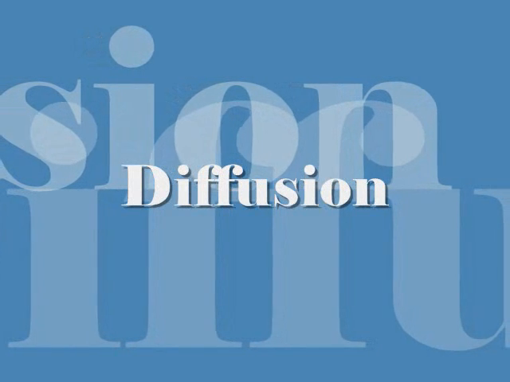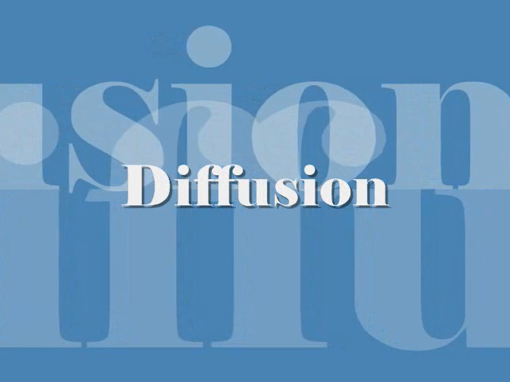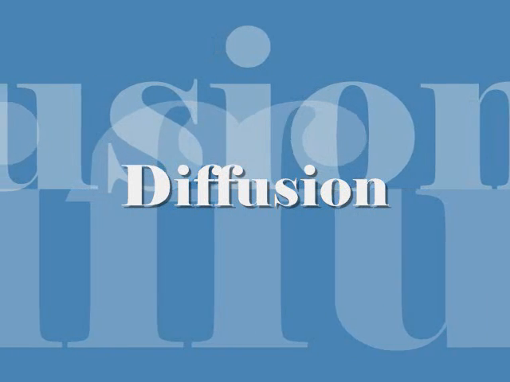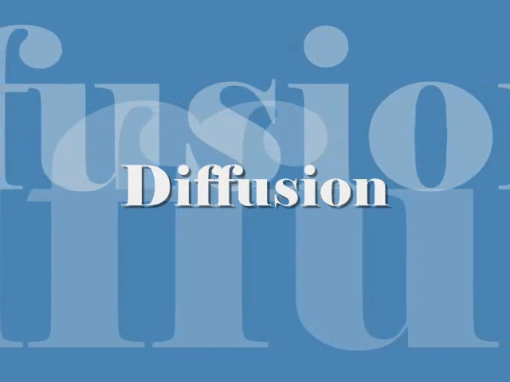We know that all things are made up of molecules and that these molecules are in constant motion. Diffusion is defined as the movement of molecules from an area of high concentration to an area of low concentration.